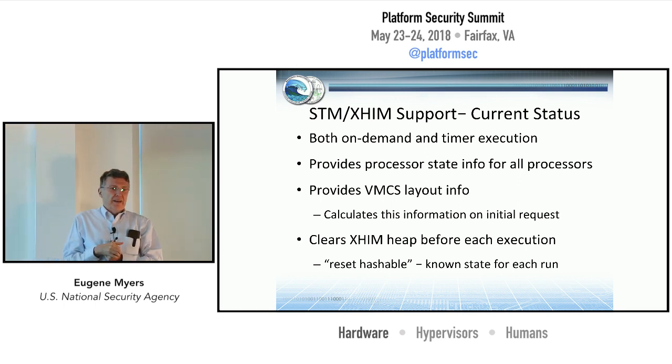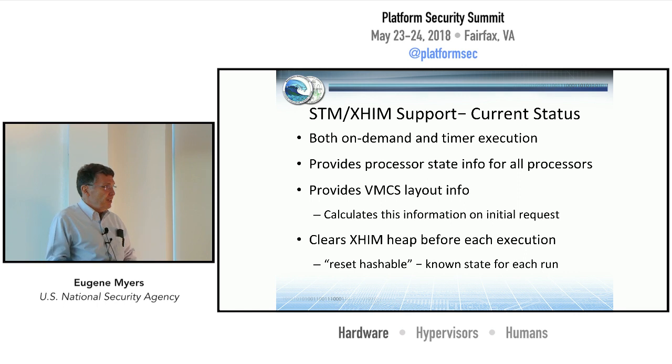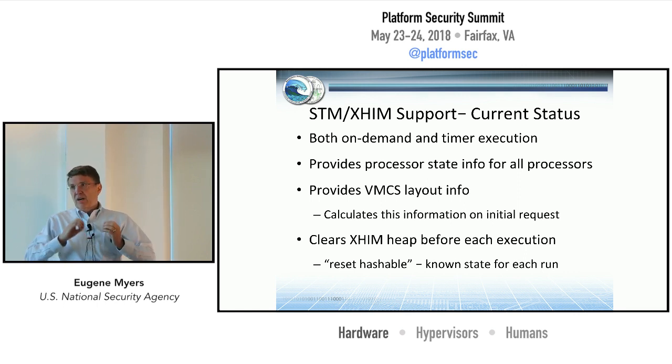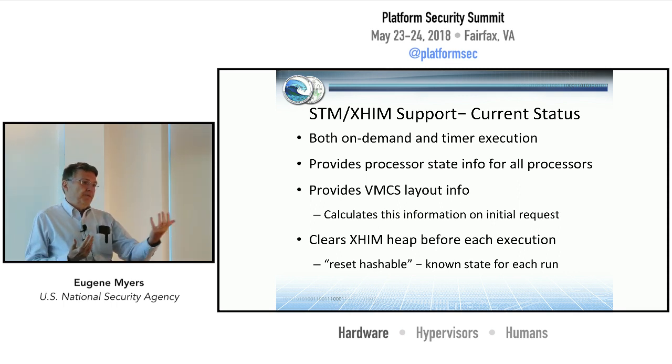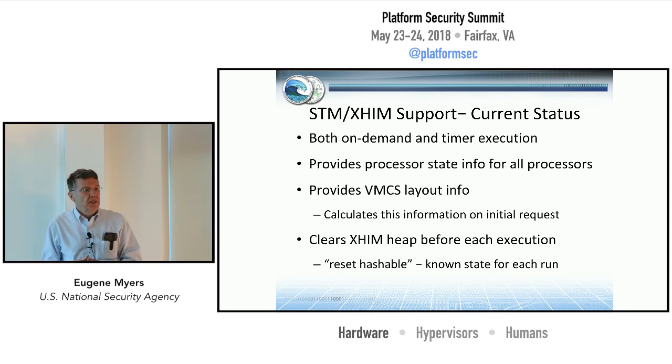We also clear out the XHIM heap before execution. And when I say clear out the XHIM heap, that means I clear the page tables. XHIM starts from ground zero on every execution. The reason we do that is a notion called reset hashable. We want to be able to hash XHIM and say, yeah, the code's still there. Of course, the EPT tables are protected by read-only and execute-only types of privileges.